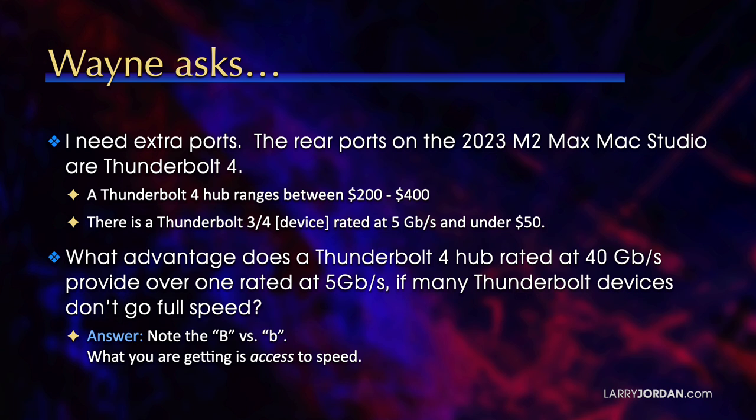A Thunderbolt 4 hub ranges between $200 and $400, but there's a Thunderbolt 3 or 4 device that's rated at 5 gigabits a second for under $50. What advantage does a Thunderbolt 4 hub rated at 40 gigabits a second provide over one rated at 5 gigabits a second if many Thunderbolt devices don't go full speed?